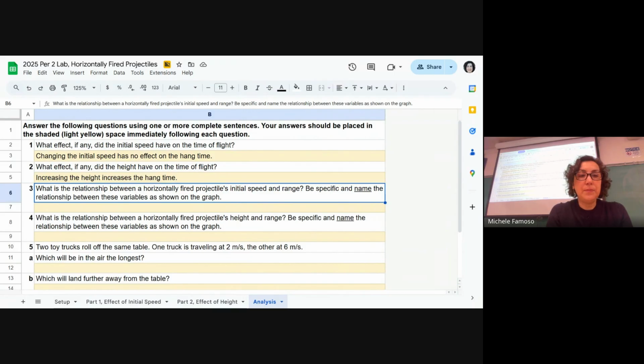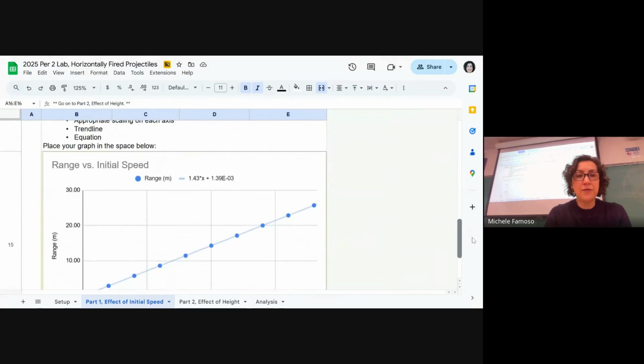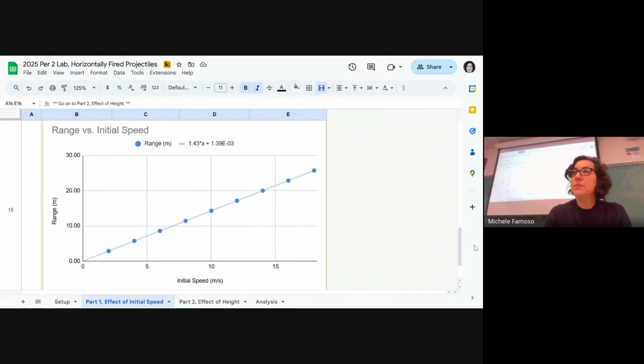Question 3. What's the relationship between this horizontal fired projectile's initial speed and range? We have to look at that graph where we have initial speed and range. That's under part 1. So let's look at our initial speed and range graph, which is here. What do you notice is the relationship on this graph? Can you name that relationship? Miriam? That's a direct relationship, which means as the speed goes up, so does the range in proportion.